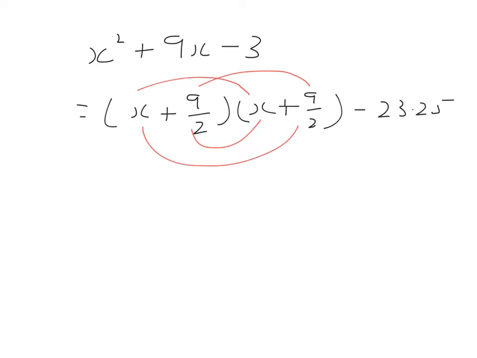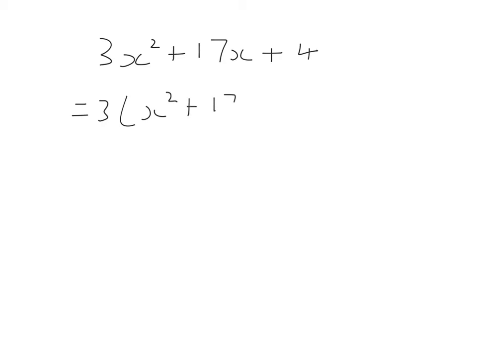That's because 4.5 times 4.5 is 20.25. 20.25 take away 23.25 is minus 3. So this whole expression becomes x plus 9 over 2 squared minus 23.25.